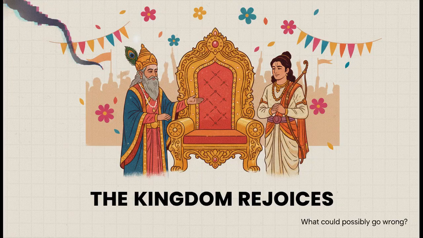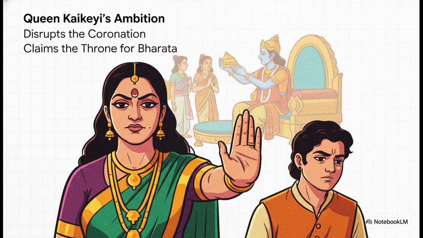So years go by, and the king, Dasharatha, decides it's time to retire. The whole kingdom is celebrating because he's about to hand the throne over to his oldest son, Rama, who everybody loves. Seems like a perfect, smooth transition of power, right? I mean, what could possibly go wrong? Well, this is what goes wrong.